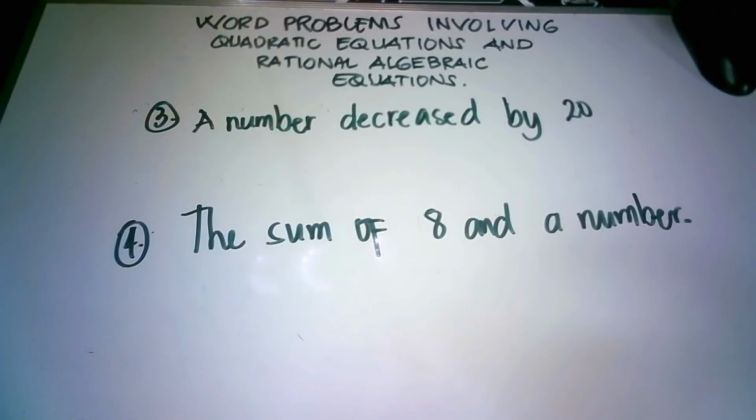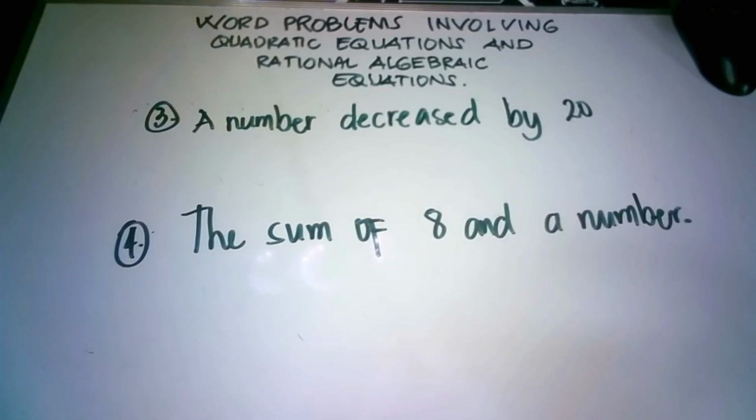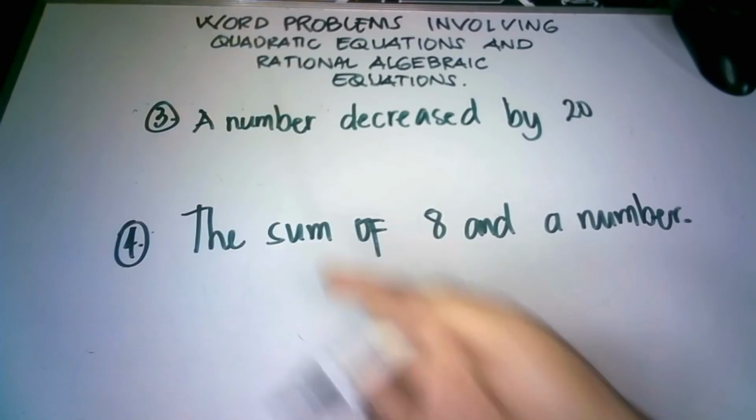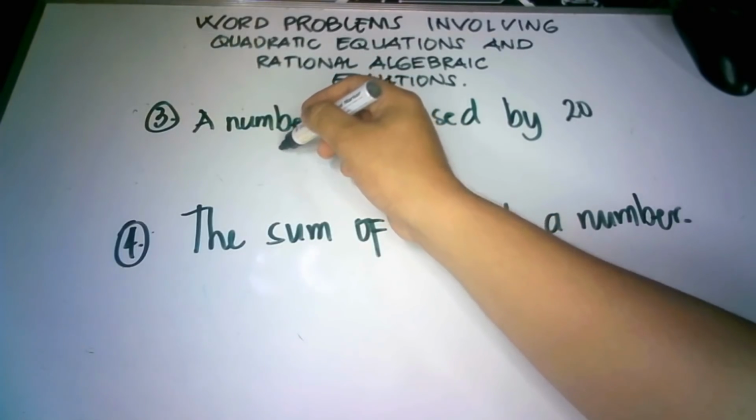Okay, so we have here sample number 3: a number decreased by 20, and sample number 4 is the sum of 8 and a number. So here, in number 3, we have the word decrease. Kung saan ang decrease? So of course, sa ato na siyang addition, subtraction, multiplication, division. So usually, pag may decrease, minus yun na. So a number decreased by 20. So klaro, a number, usually, gina-represent nato siya og letter. So usually, x man itong ginagamit.